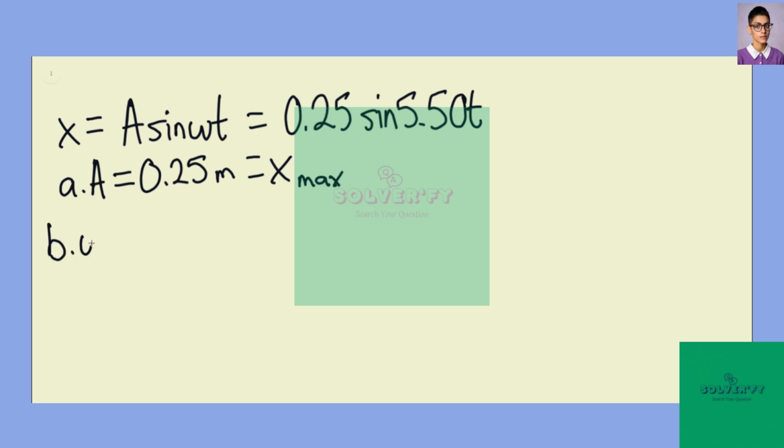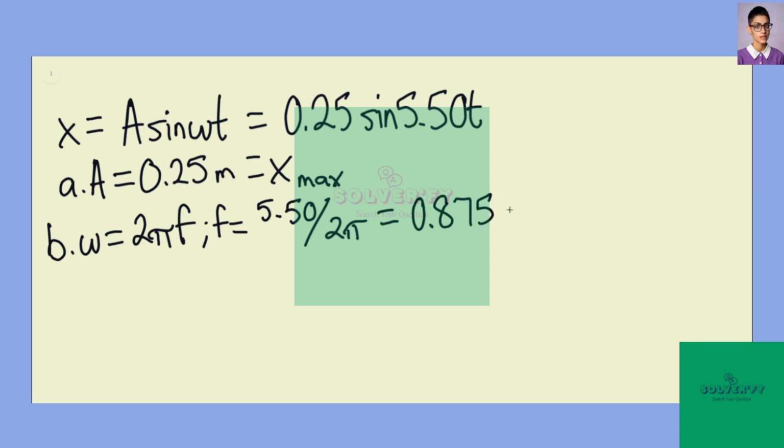For part B, we want the frequency. So the angular velocity is equal to 2 pi times the frequency. Therefore, the frequency is simply going to be 5.50 divided by 2 pi, and the frequency is going to be 0.875 hertz.